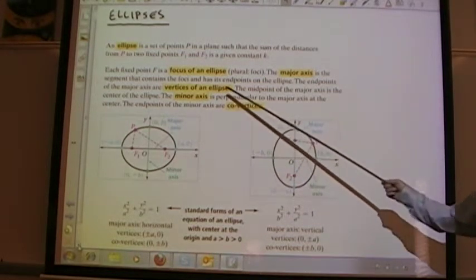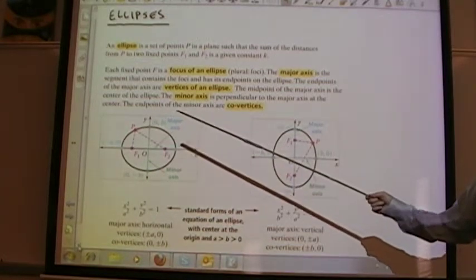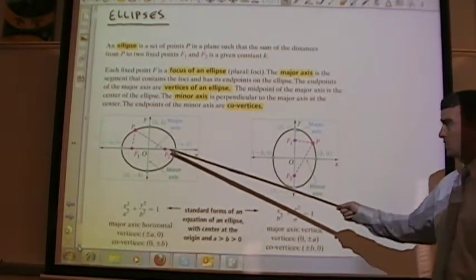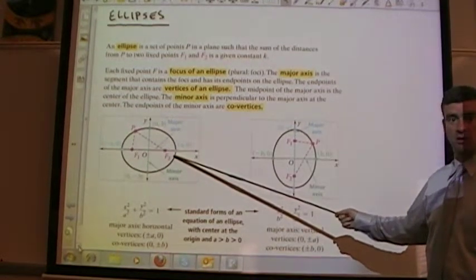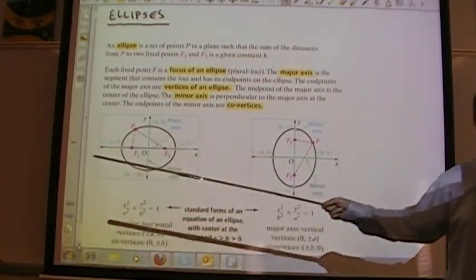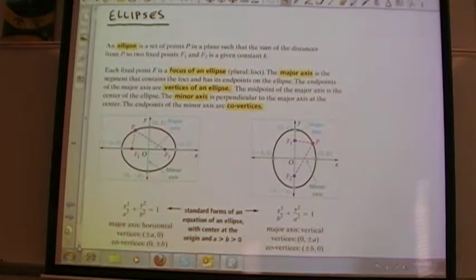The vertices always lie on the major axis. So in this case, here are my vertices. They're on the major axis. They're the endpoints of the ellipse that lie on the major axis.